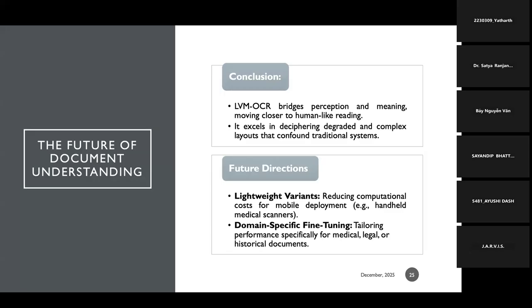Second, we believe in specialization. We are looking into domain-specific fine-tuning, just like a human student choosing a major. We can train this model to become an expert, especially for medical records, legal contracts, or historical archives. This ensures the highest possible accuracy for the professionals who need it most. And the future is not just about smarter AI, it's about accessible and specialized AI that serves real human needs.